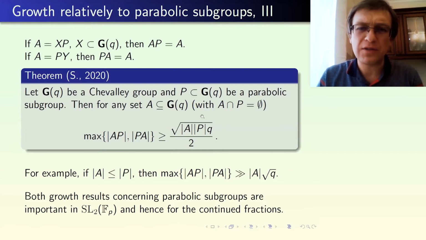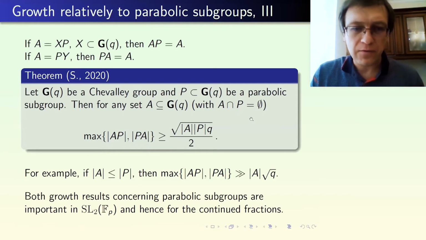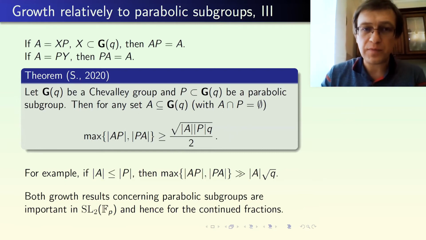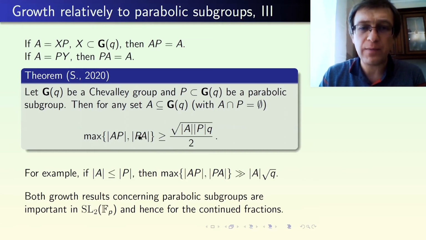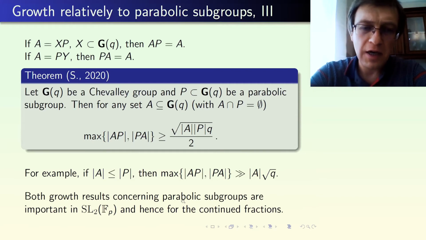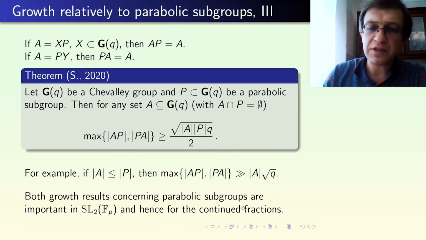Also, I have some mild restrictions here. I've written it like P, A doesn't intersect P, but it's not important. It can be avoided, more or less. Okay, so it was a result about growth relative to multiplication by a parabolic subgroup, and it was a result about intersection. And now let's find an application of this growth result to continued fractions and to SL2 of F_p.